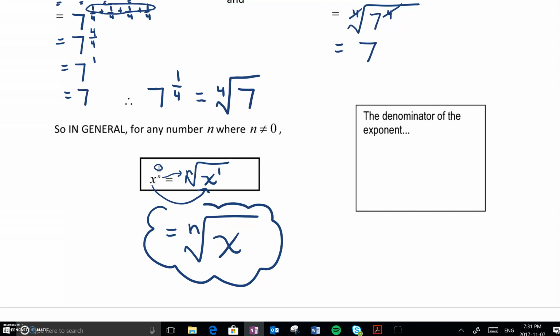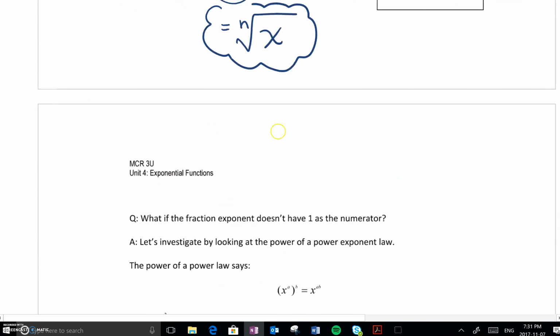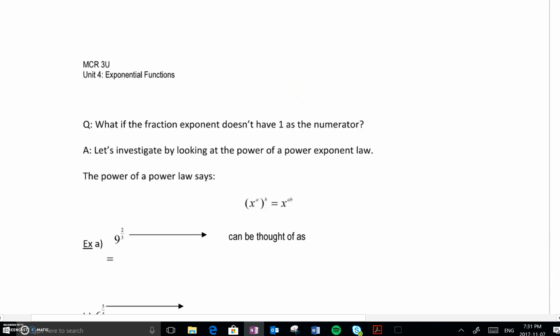So the denominator of the exponent becomes the index of the root. So in this case, the index is n, so it's the nth root. So let's move on to seeing what this question is asking here.